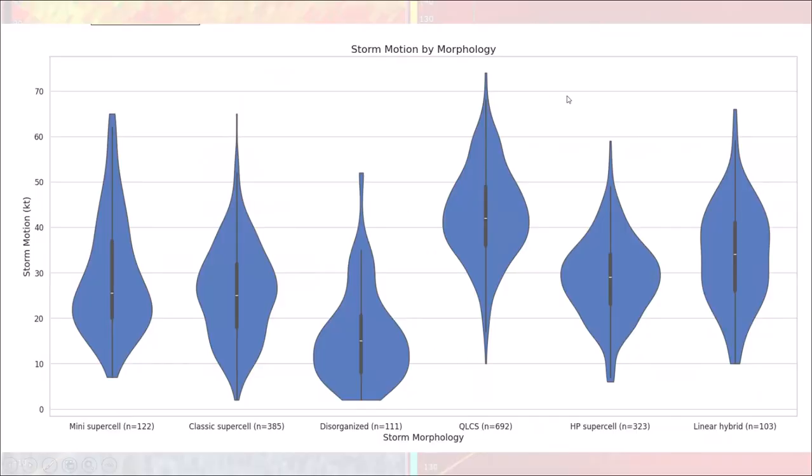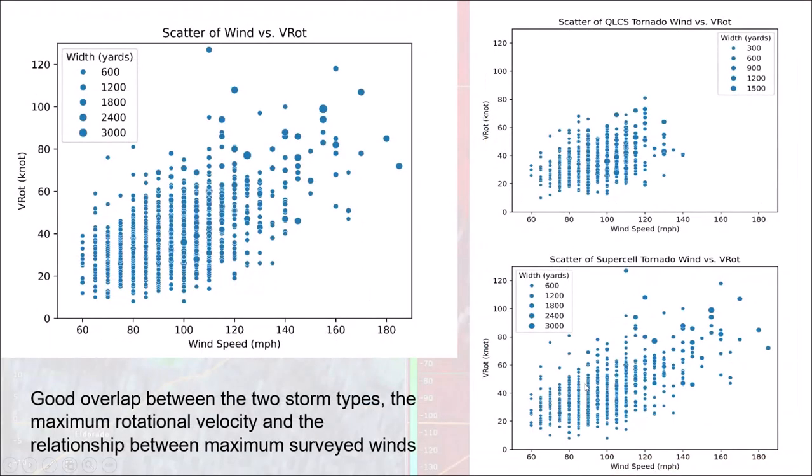With all that said, we compared the storm motion with the morphologies, and as expected, storm types that are cold pool dominant or forced, rather, tend to be the faster storm type. So QLCS obviously leads the pack here with a mean motion of about 45 knots. Linear hybrids follow it, then HP. What is interesting is that the mini supercells and classic supercells have a pretty decent relationship to each other. They look pretty similar. Of course, we're getting fewer classic supercells, so we're seeing matching speed of minis and tropical cyclones.